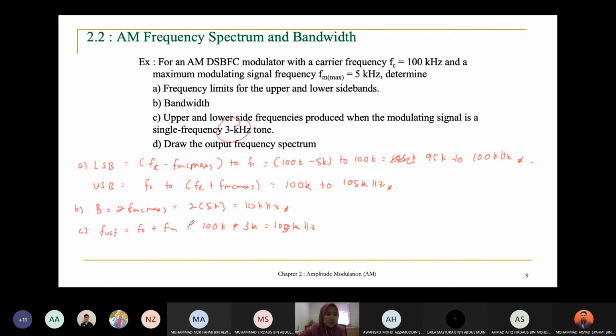Same for the lower side frequency. The lower side frequency is Fc minus Fm. So 100K minus 3K, you should get 97 kilohertz.